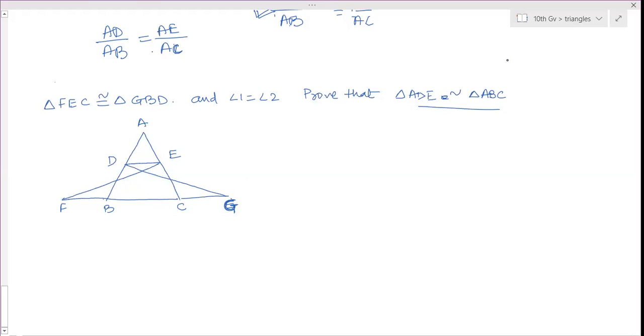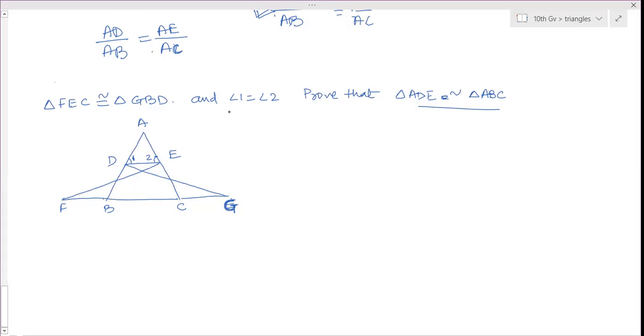Ma'am, which is angle 1 and angle 2? Angle D is angle 1 and angle E is angle 2. So now we have to prove DE parallel to BC. If you don't prove that, it's okay. You have to prove this by SAS. We have not done this question before. Ma'am, we haven't.